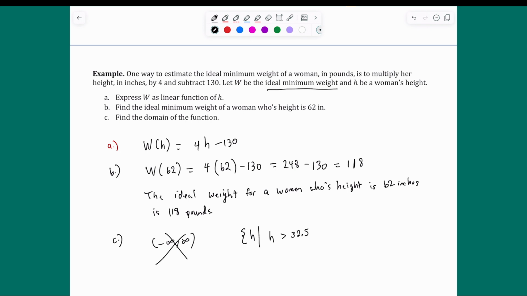However, the closer you are to 32.5, it still doesn't make sense in the application, because you don't want the ideal weight to be 0 pounds. But at least the outputs would make a little bit more sense for values greater than 32.5. So the domain, in interval notation, can be expressed as open parenthesis 32.5 to positive infinity. All right, so that's that example.